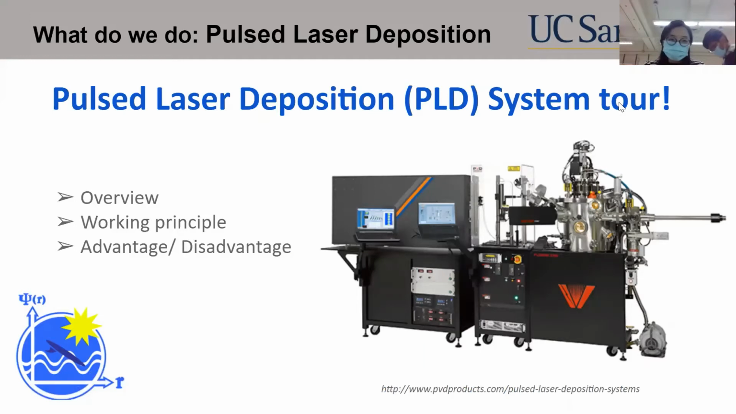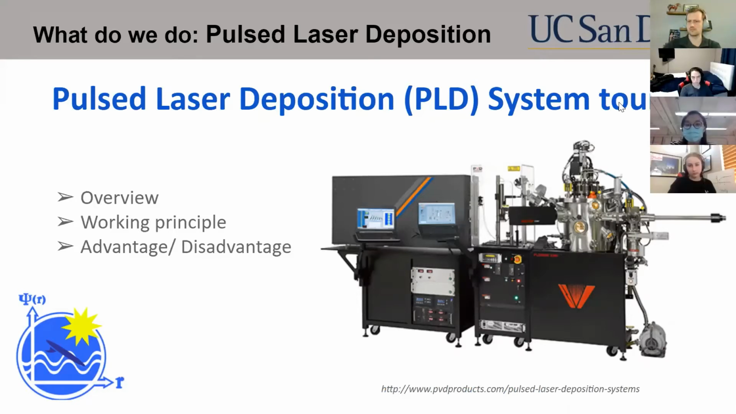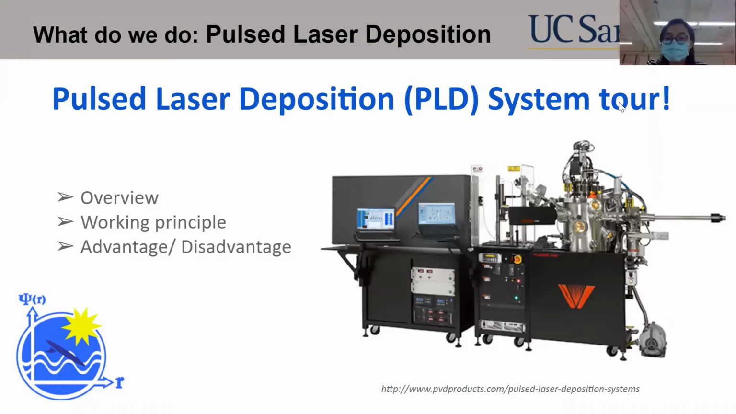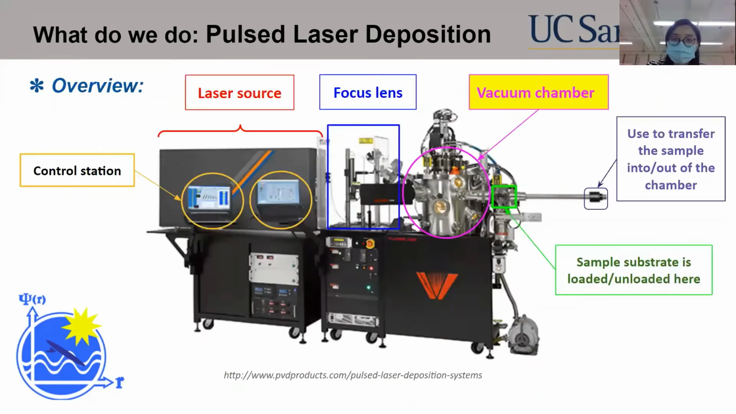So now we've already introduced what type of physics we are studying, and you might have a question: how are we going to prepare the sample in order to study the physics? In our lab, we're using a machine called pulse laser deposition, or PLD. I'll go over the overview of the machine, the working principle, and then the advantages and disadvantages.